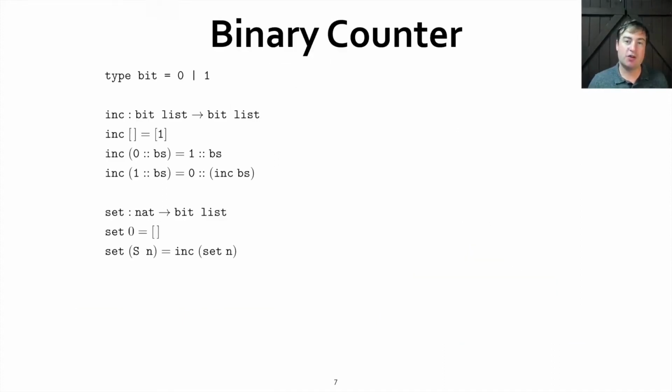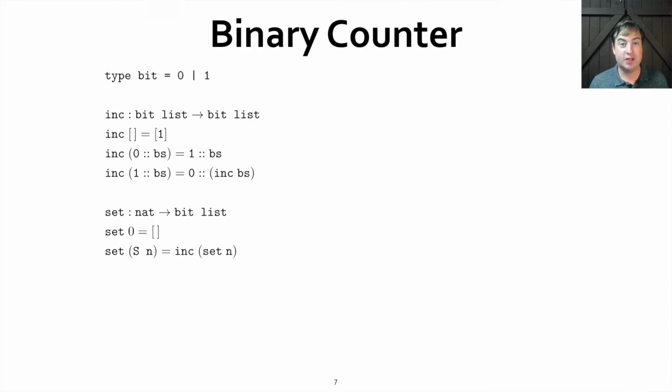So consider a binary number represented as a list of bits with the least significant bit at the head. We can define an increment function in the standard way. Note that if the least significant bit is 0, the increment is constant time. But if the least significant bit is 1, we have to make a recursive call down the tail. Then we can define a set function which just sets the counter to a natural number value by looping increment n times.